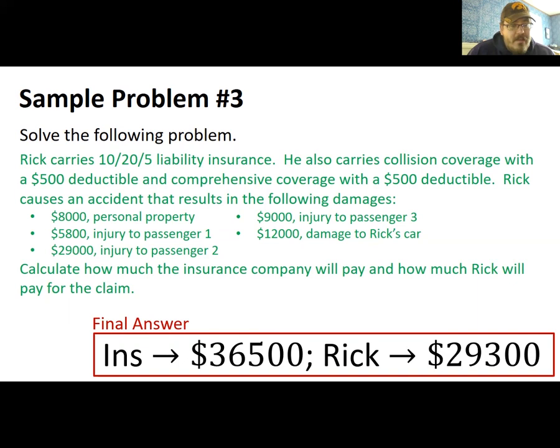So what this example speaks to is the importance of carrying higher amounts of liability coverage, especially when it comes to medical bills. Medical bills get expensive, and so it's usually worth it to go above the minimum requirements and purchase that extra coverage so that you are safe, especially when you cause the accident. So keep that in mind when you're buying auto insurance for yourself, that you want to make sure that you are covered so you don't end up in a situation like Rick here where you have to pay a lot of money out of pocket.